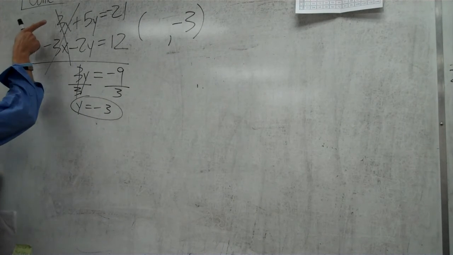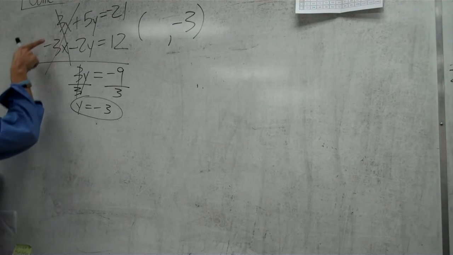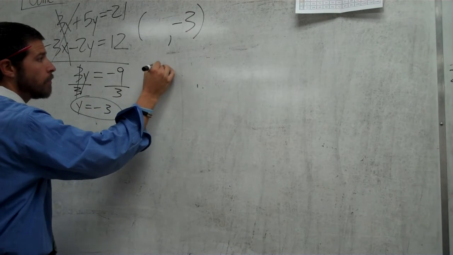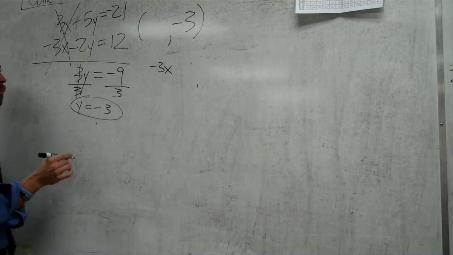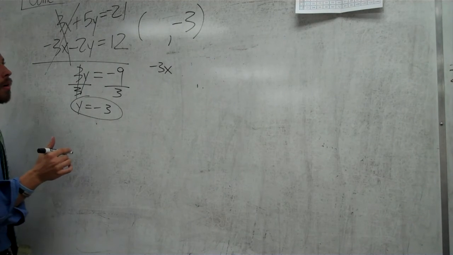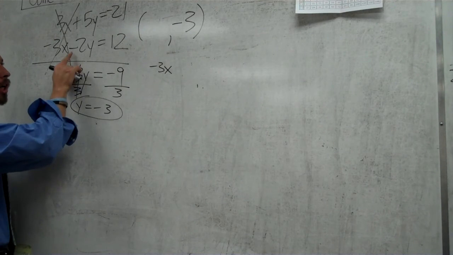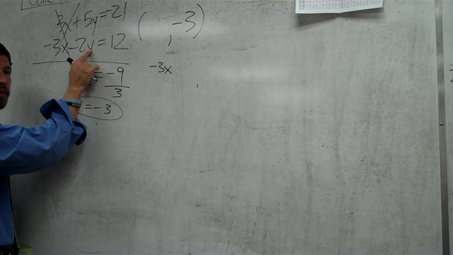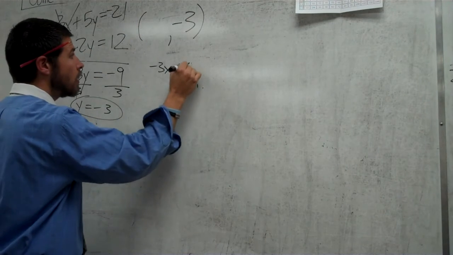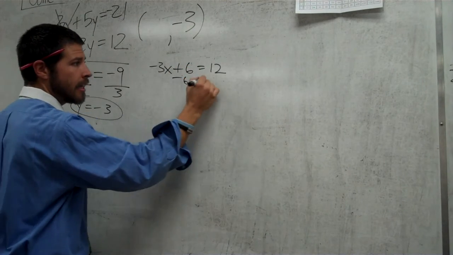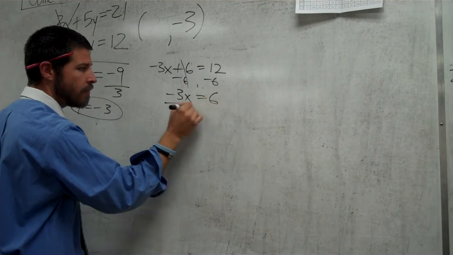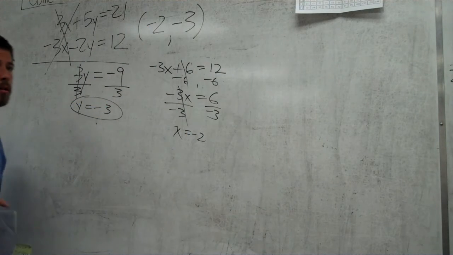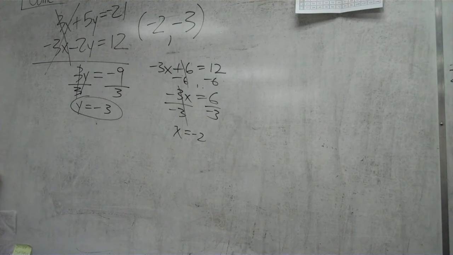Do you want to do the top one or the bottom one? Let's do the second one. So negative 3x, negative 2y, which would be negative 2 times a negative 3, which is a positive 6, and that's equal to 12. Minus 6, negative 3x equals 6, divided by negative 3. 6 divided by negative 3 is negative 2, so that goes right here.